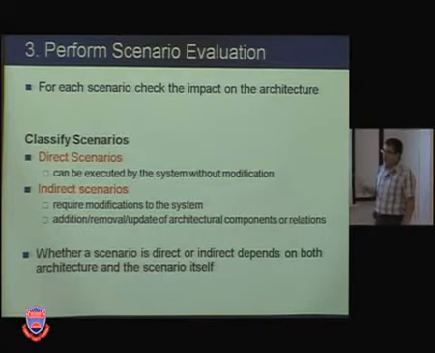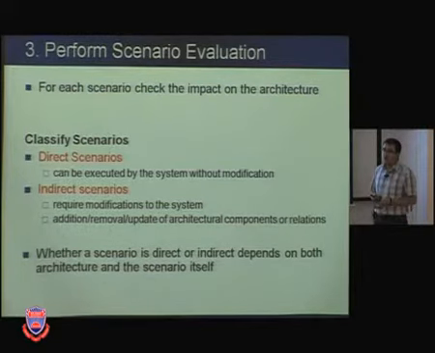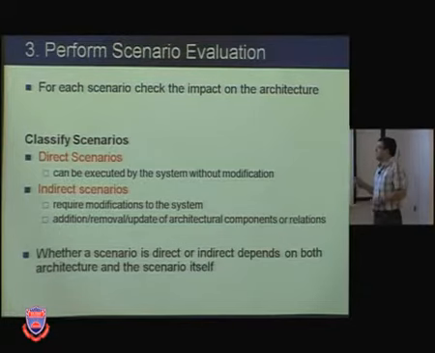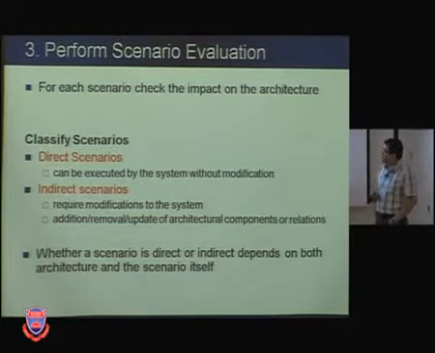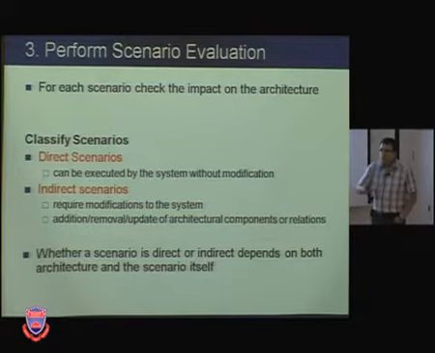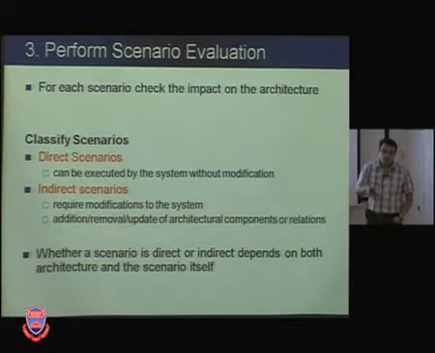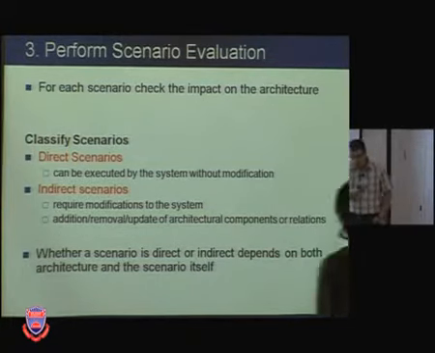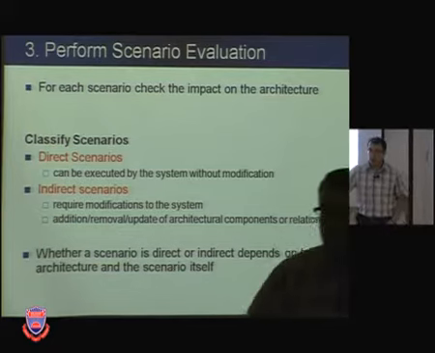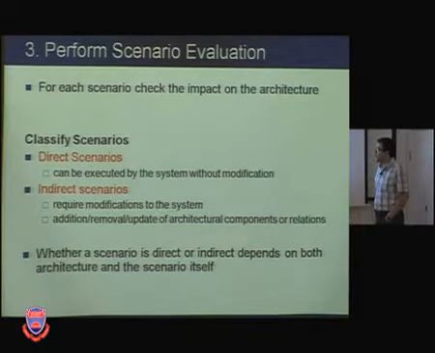The impact is defined in two ways in SAAM, Software Architecture Analysis Method. A scenario can be either direct or indirect. Direct scenario means that the scenario can be executed by the system without modifying the system, without modifying the architecture. Okay? So if the scenario is direct, we can just do that. An indirect scenario requires some modification to the system.